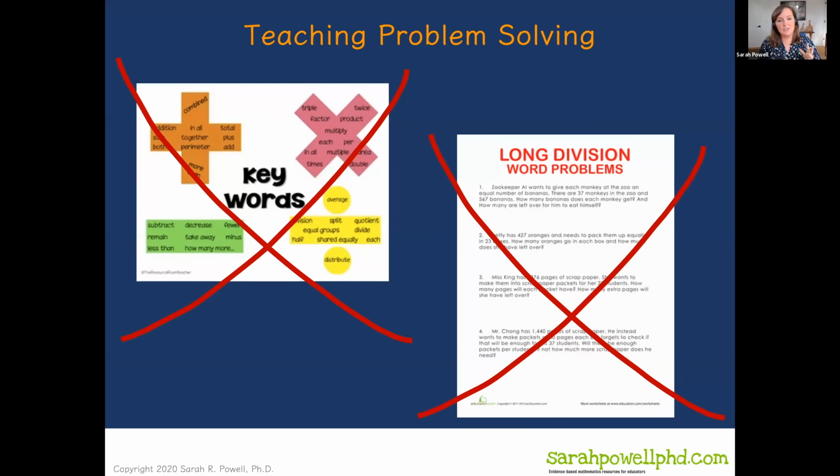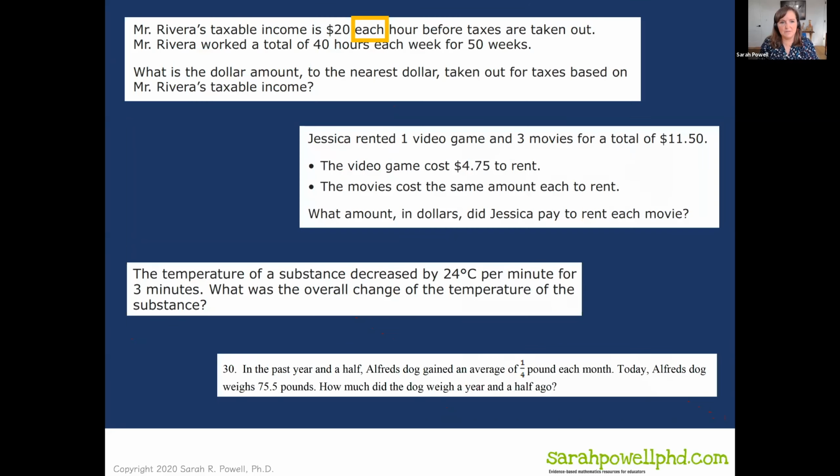There's two strategies that we do see sometimes used in schools that don't have a very strong evidence base. And those two strategies are using keywords and defining word problems by their operation. So here on the left side, I'm going to give some examples of this. This is a keyword poster that we'll see in some classrooms. And it's actually helpful that students know that there are all these math words, but it's not always helpful tying a specific word to an operation. And I'll show you some examples of this.